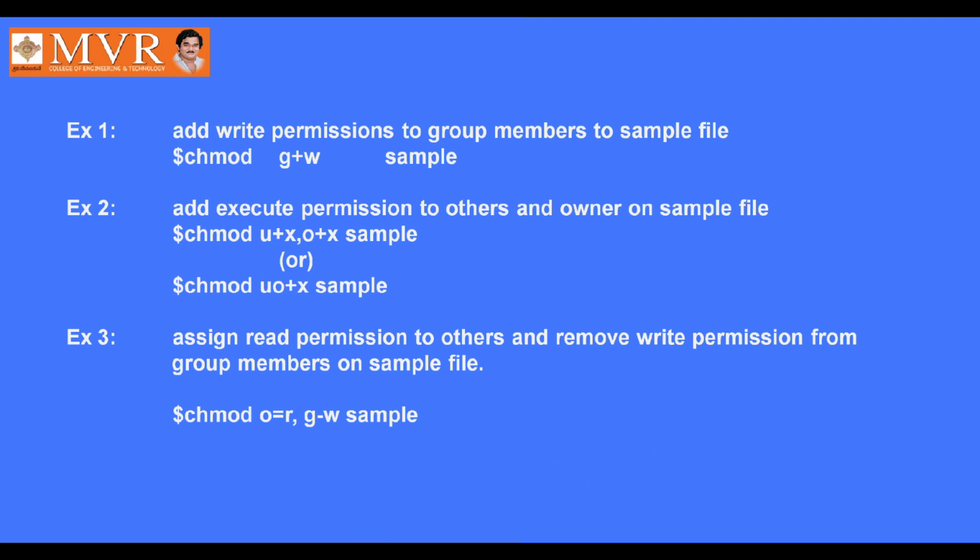In the second example, what they have told is, add execute permission to others and owner on sample file. What we need to do is, we need to add execute permission, that is x. To whom we need to add? Owner and other. Owner is represented by user u, and others is represented as o. So what we need to write? uo plus x, because we need to add execute permission. Before that we need to write chmod. So which file? Sample file.